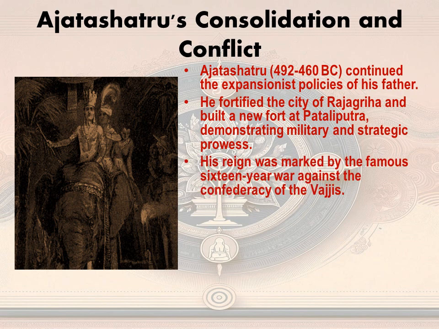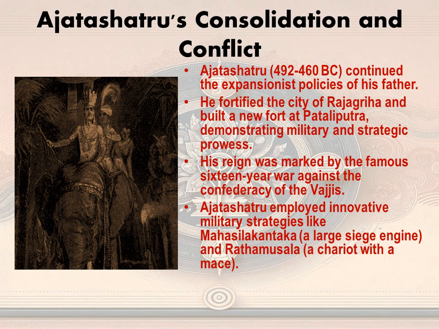and commerce. His reign was marked by the famous 16-year war against the confederacy of Vajjis. The Vajji confederacy was another popular Mahajanapada around the time, and this was a Gana Sangha, meaning a committee of important people ruled over the kingdom. So Ajatashatru fought a famous 16-year war against the Vajjis and eventually conquered them.